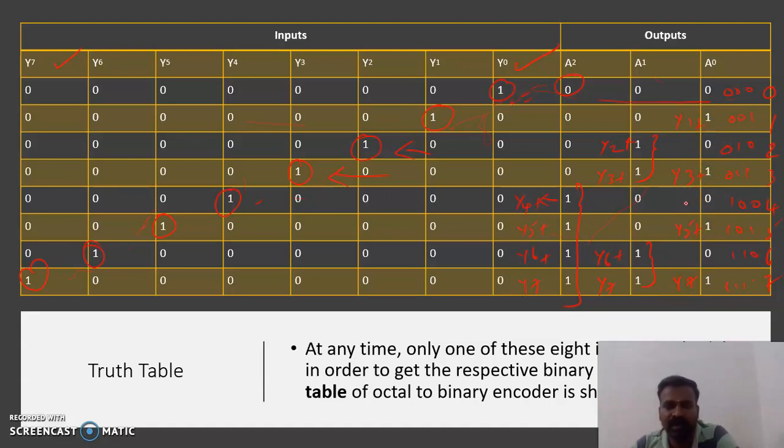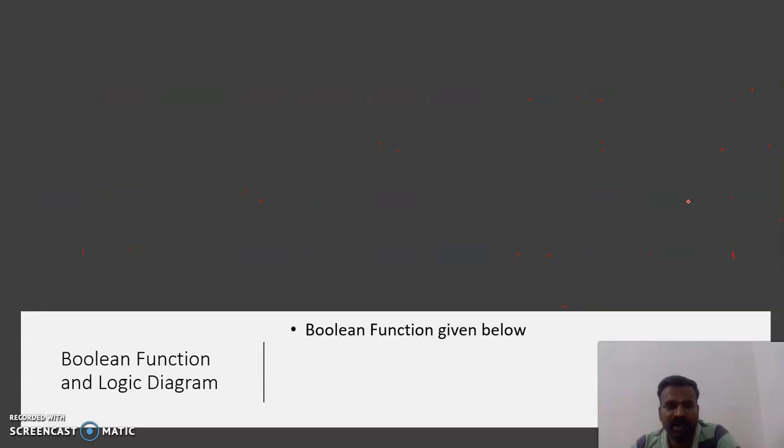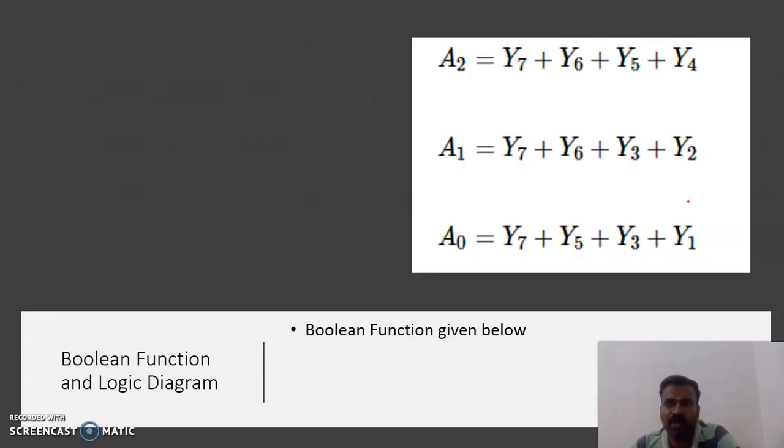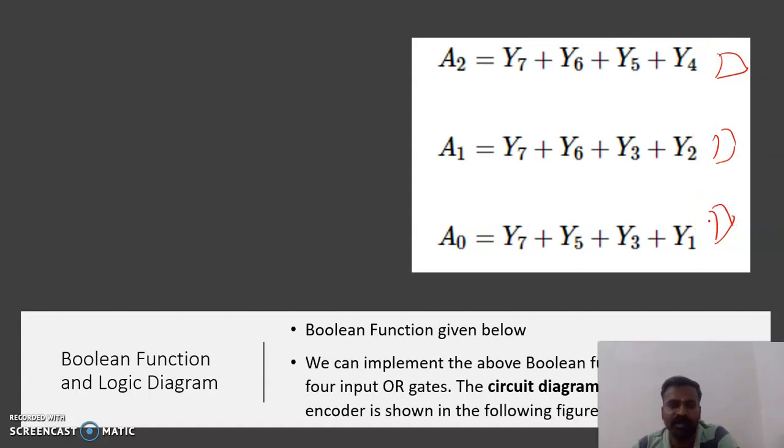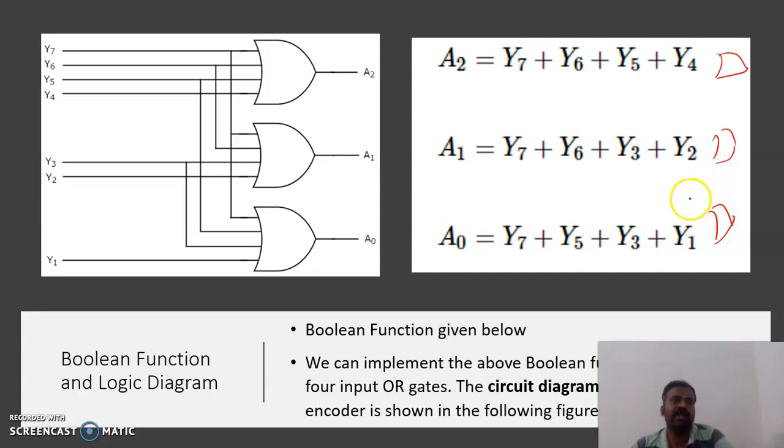Okay, right. So the next is Boolean function. This is a Boolean function. Just now we have derived from the table, and only one OR gate is enough to draw this, and here only one OR gate, and here also only one OR gate is enough. Have a look at the circuit diagram, that is logical diagram. Here 4, 5, 6, 7 are input for A2. So this is A2.